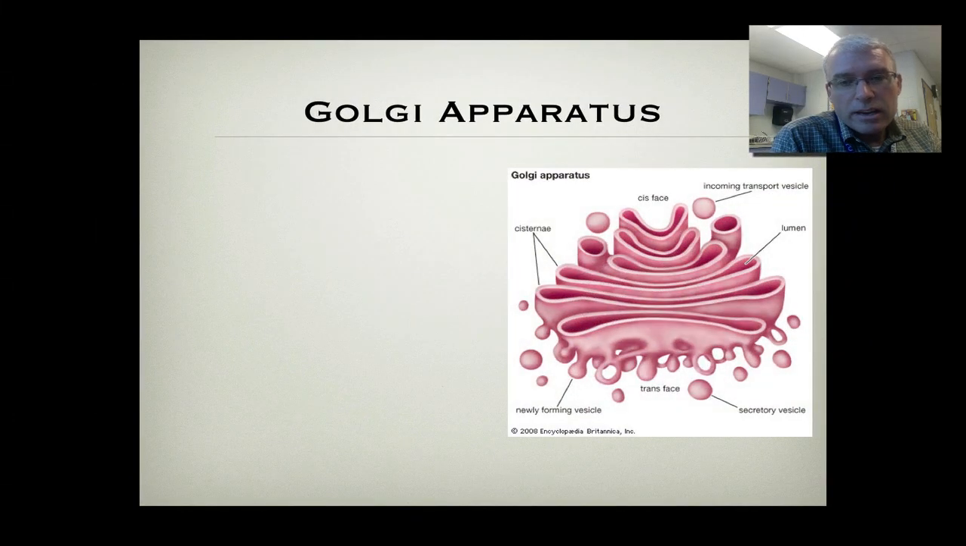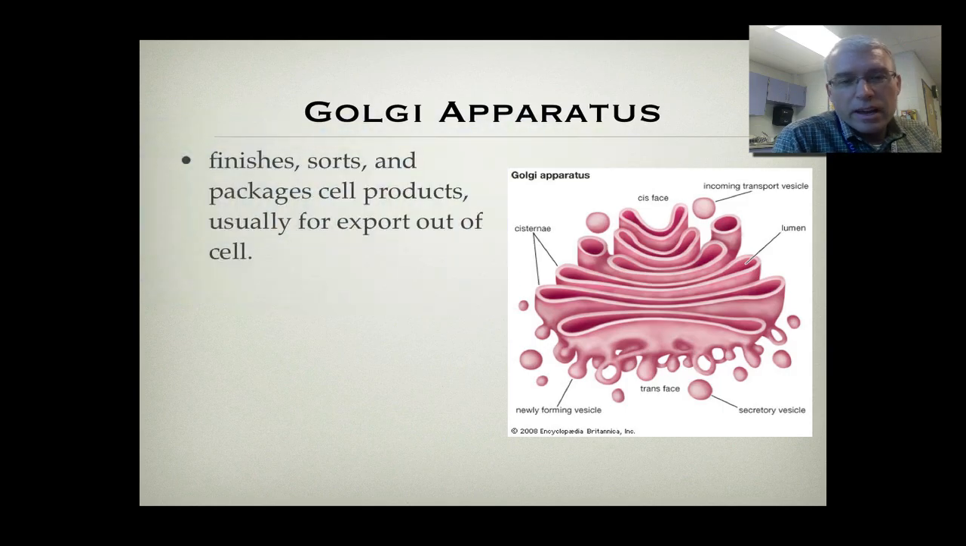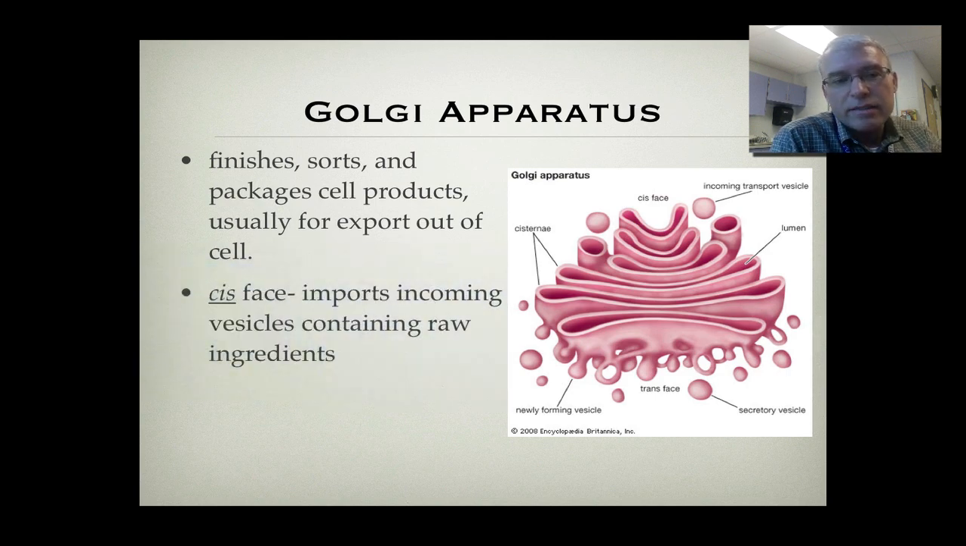The Golgi apparatus looks a lot like smooth endoplasmic reticulum, except it's more like a stack of pancakes or a stack of flattened vesicles stacked very closely to each other and kind of folded around each other. It's where materials are going to be sorted and finished, packaged for export out of the cell. And the Golgi apparatus has two sides, a side that's taking in vesicles and a side that's releasing vesicles.